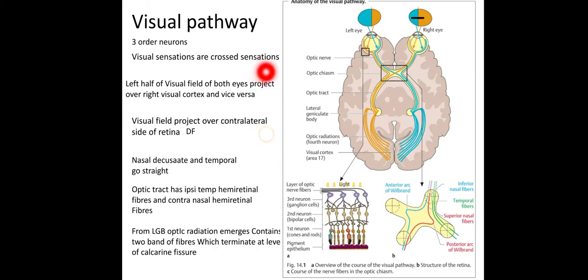Now, the visual sensations are crossed sensations. The left half of the visual field will project over the right visual cortex, and the right half will project over the left visual cortex.